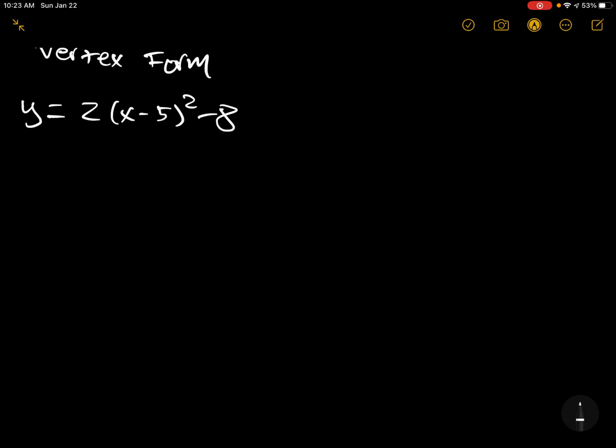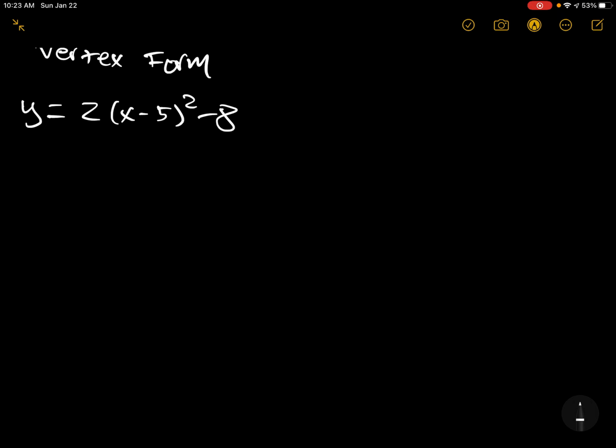Okay, so today we're going to learn how to solve for x-intercepts, y-intercepts, and the vertex in two different forms. The first form that we're going to look at today is vertex form. Here's the example problem that we're going to look at today: y is equal to 2 times (x minus 5) squared minus 8.